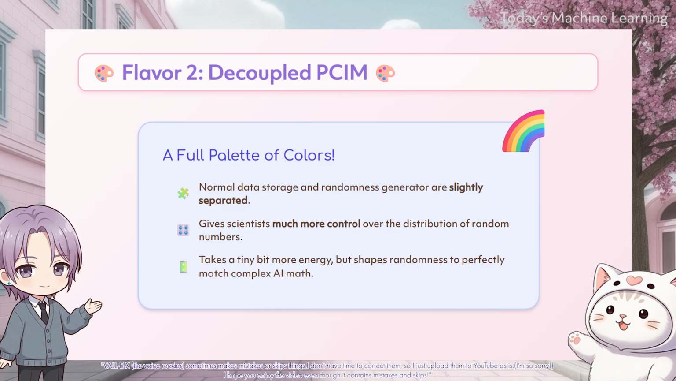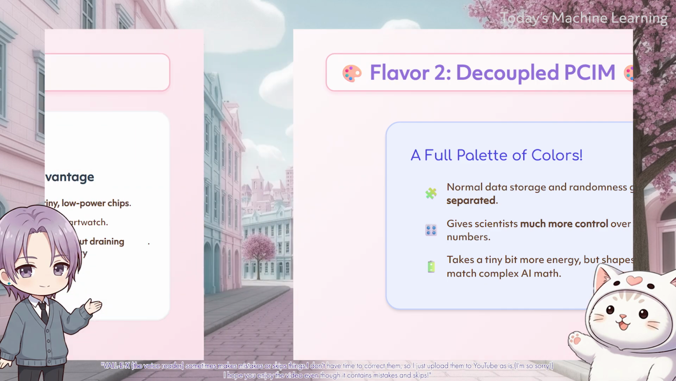So to solve that limitation, the researchers also explore a second flavor, called the probabilistic computing memory. The normal data storage and the randomness generator are kept slightly separated, but they still live right next to each other inside the memory chip. This gives the computer scientists much more control over the distribution of the random numbers, allowing them to shape the randomness to perfectly match whatever complex math the AI is trying to do. It takes a tiny bit more energy than the coupled version, but it gives the AI a full palette of colors to paint its brilliant, trustworthy decisions.